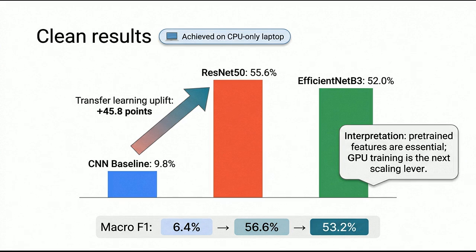The most important comparison is not ResNet 50 versus EfficientNet B3. It is transfer learning versus no transfer learning. Transfer learning delivered more than a 42 percentage point uplift over the CNN baseline. Because this was achieved without GPU infrastructure, it validates the business case for investing in the next stage: cloud GPU training, more epochs, stronger tuning, and expanded food domain data.